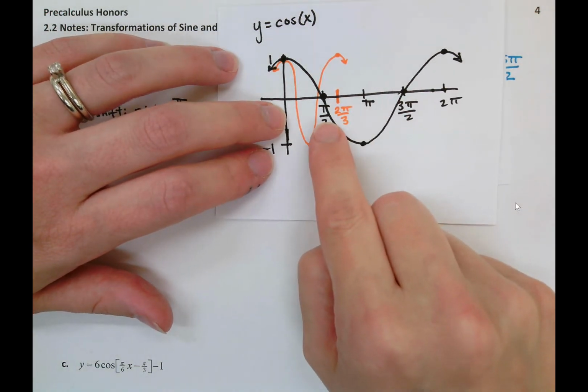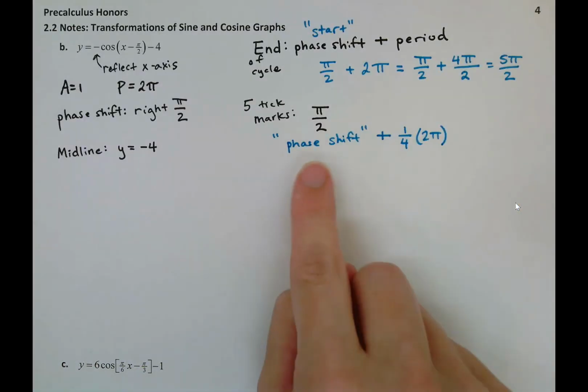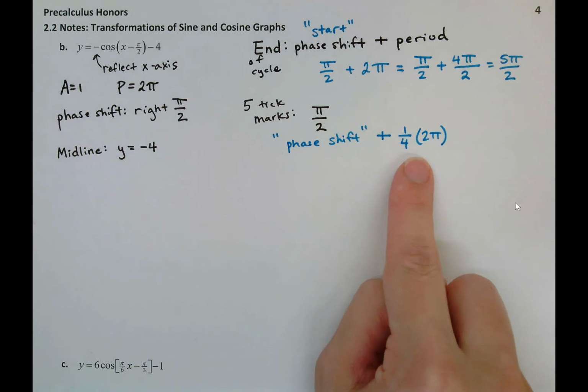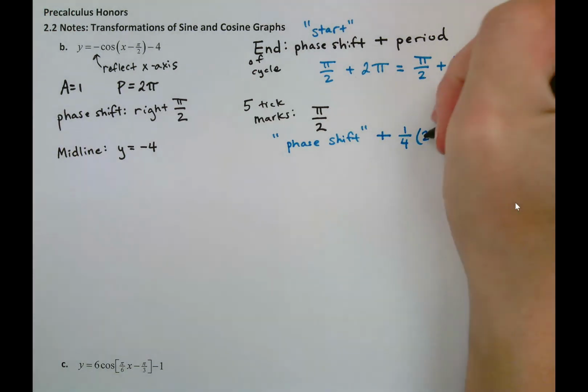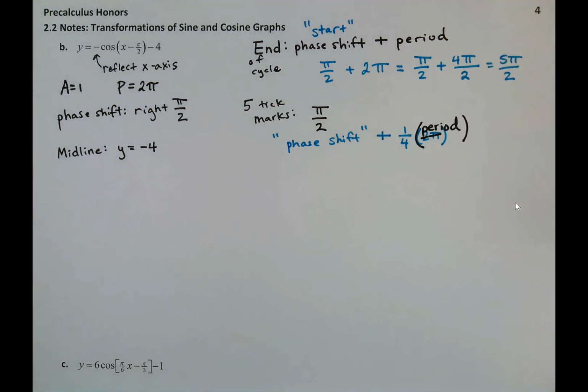So each of our tick marks, we added a pi over 2. Okay, so that's another way you could do it: you could take your phase shift and add a fourth of your period until you get to your 5 points. So actually, let me rewrite that 2 pi as the period, because that period is going to be different for each of the following graphs. For this one, it just happens to be 2 pi.